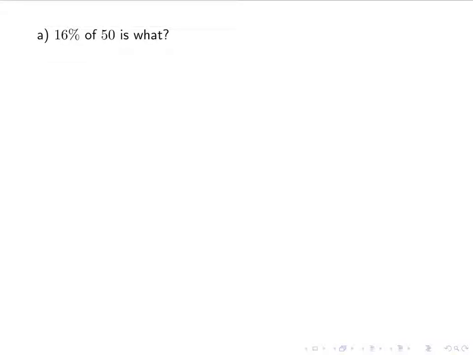So 16% we need to change to a decimal. Of becomes multiplication. Is becomes equals. And what is the variable? It's what we're looking for. So we get 0.16 times 50 equals A. And if I want to find A, I just do the multiplication out. And I get that A is 8.